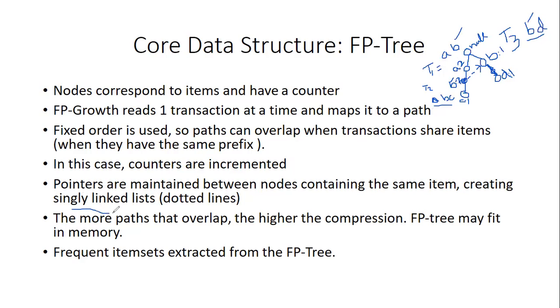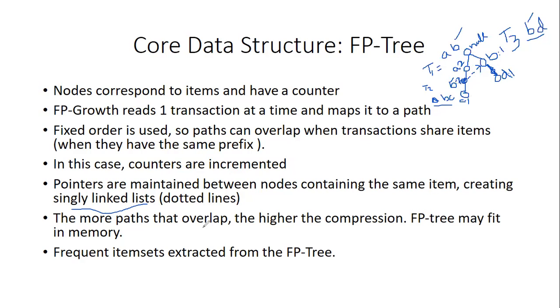So it is joined using a singly linked list. This is the concept. Here also B is there, here also B is there, but different patterns. Here different pattern, but B is the same item. So they are joined to get the count properly.